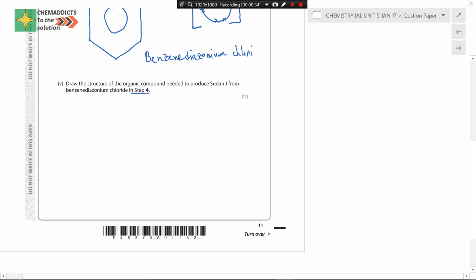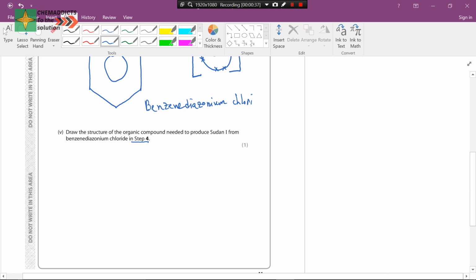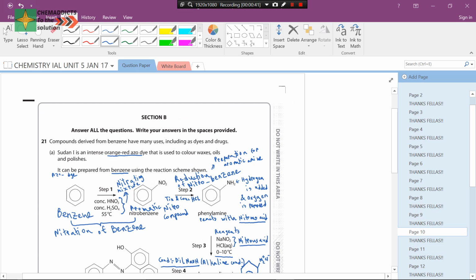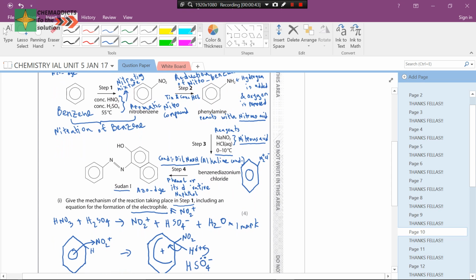Once again let us watch the reaction scheme. So this is step 4. In here we are converting benzene diazonium chloride to azo dye. So now let us write down this structure. Let us first draw this structure.